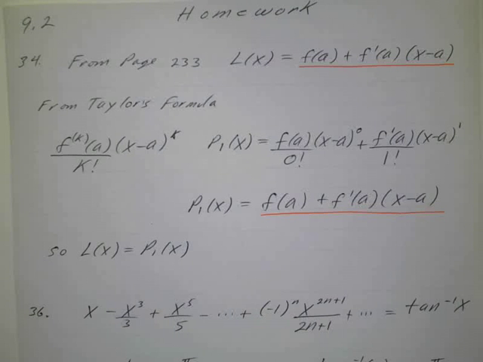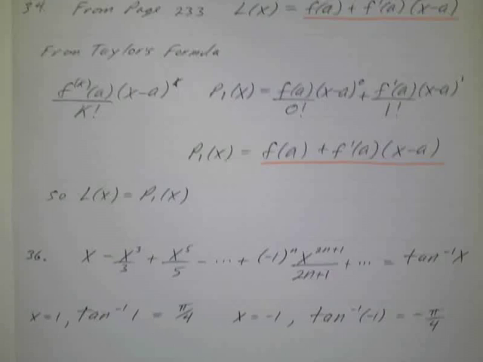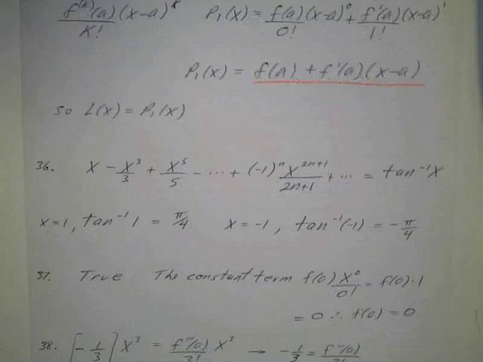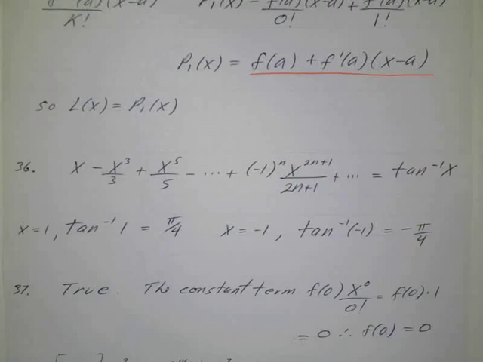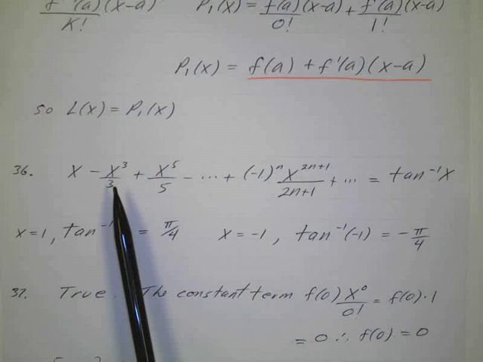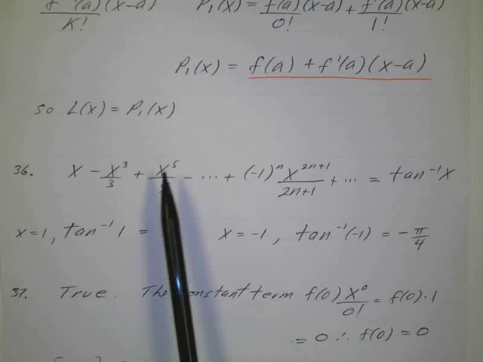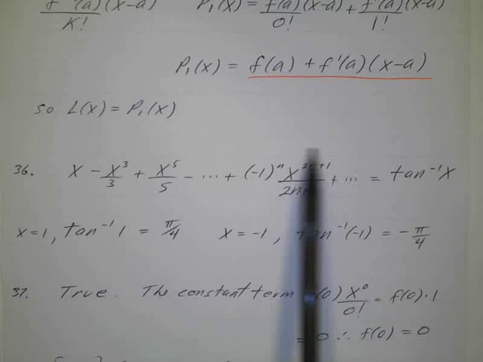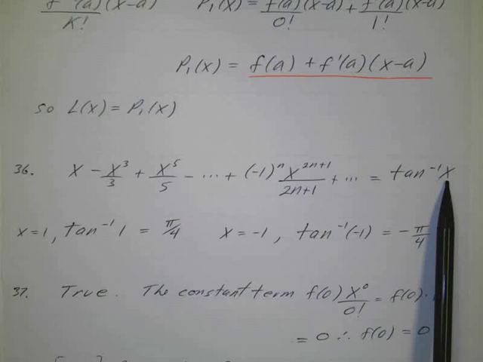Okay, number 36. According to the table of Maclaurin series, the power series converges at x equals plus or minus 1. So you look on your tables, and on number 36 you'll see x minus x cubed over 3 plus x to the fifth over 5, etc. It's our general term. That's actually equal to the inverse tangent.